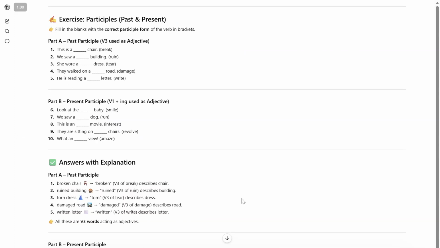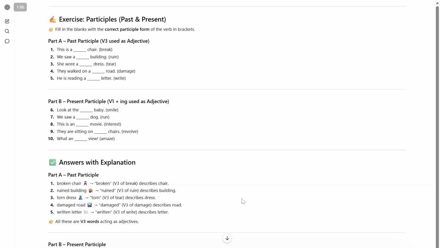Exercise, participles, past and present. Fill in the blanks with the correct participle form of the verb in brackets. Part A, past participle, V3 used as an adjective. 1, this is a chair, break. 2, we saw a building, ruin. 3, she wore a dress, tear. 4, they walked on a road, damage. 5, he is reading a letter, write.